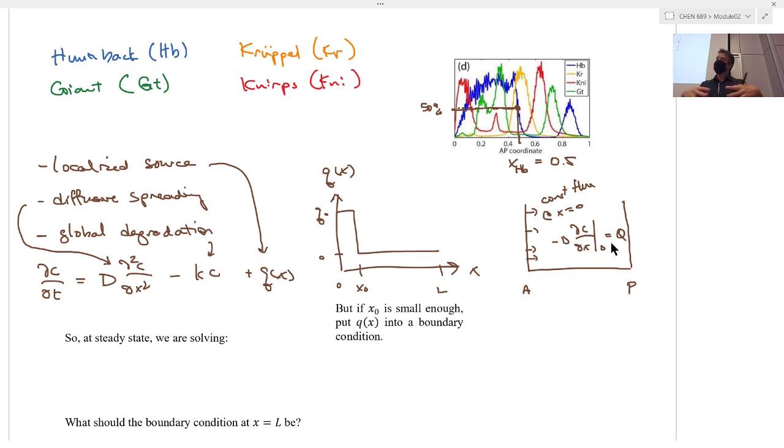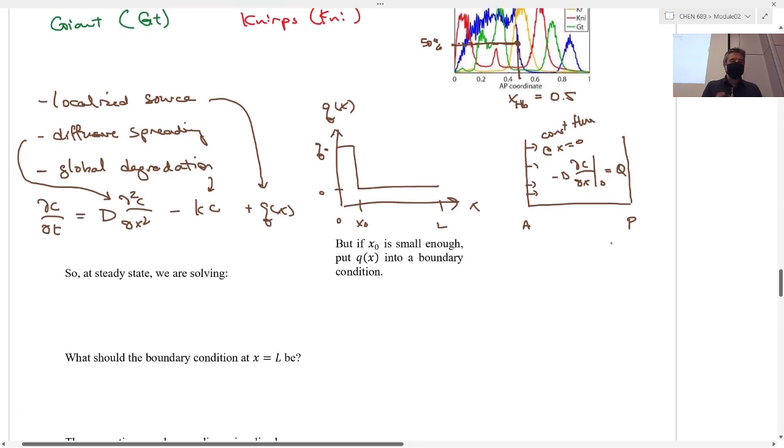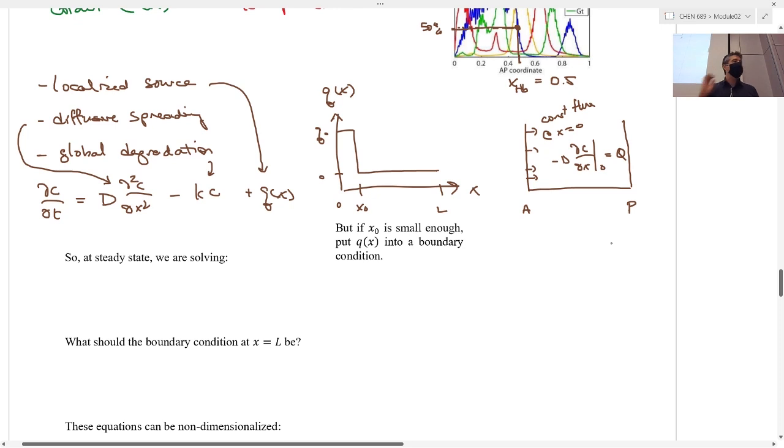Okay, so back to the lecture. We have a constant flux, and we're going to assume that we're at steady state. If we're at steady state, then you have a 0 accumulation term. You have your diffusion term. You have global degradation. And you have the source term, but we put the source into the boundary condition, so it's not actually in the bulk equation. So this bulk equation is subject to a constant flux boundary condition.